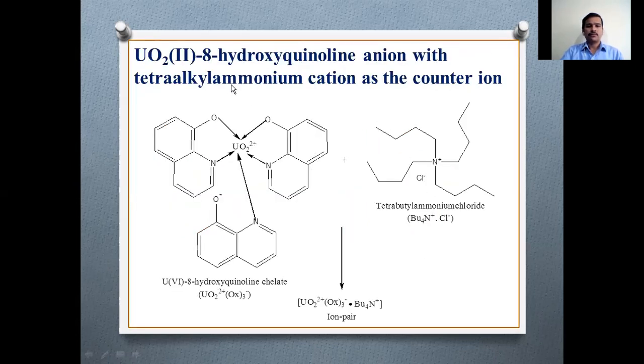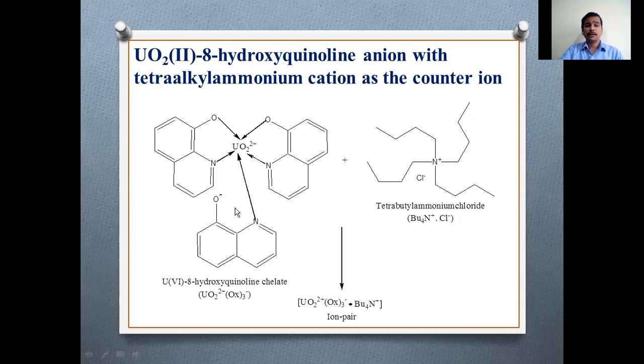Similarly, the extraction of uranium 6 with 8-hydroxyquinoline is also possible by using the tetraalkyl ammonium cation as the counter ion. Say this is the UO2 8-hydroxyquinoline complex, the uranium 6 8-hydroxyquinoline complex. This is the uranyl 8-hydroxyquinoline complex. Of course, this is a metal chelate. Uranium is the metal, and 8-hydroxyquinoline has been coordinated with this UO2 2+. Uranium is in the +6 oxidation state. This is not electrically neutral, because there is one excess negative charge.